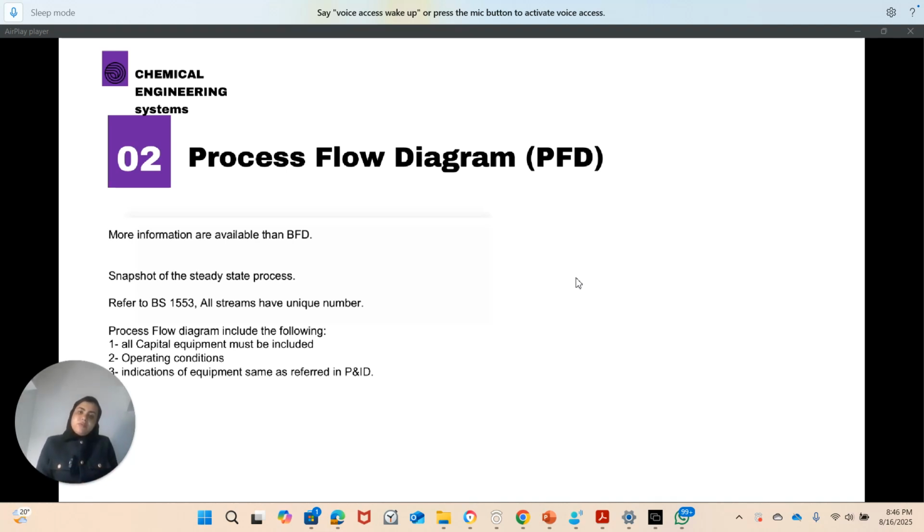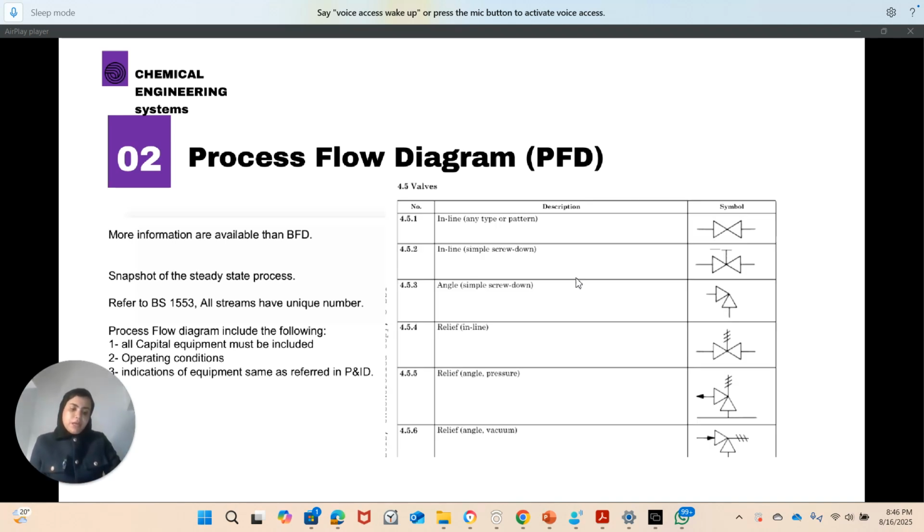And the process flow diagram shows you a snapshot of the steady state process, so the flow rates and the operating conditions within the steady state process. And if you want to know the graphical symbols of different elements and equipment within your unit, you could refer to the legend P&ID to see how those equipment will be represented. But one very generalized idea, if you are designing, is to look into a standard, and one good standard is known as the British standard 1553.